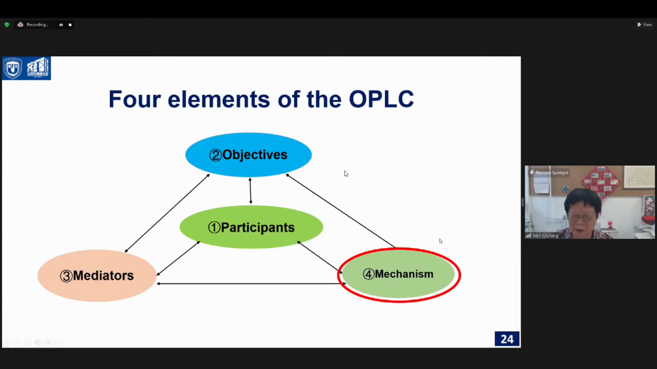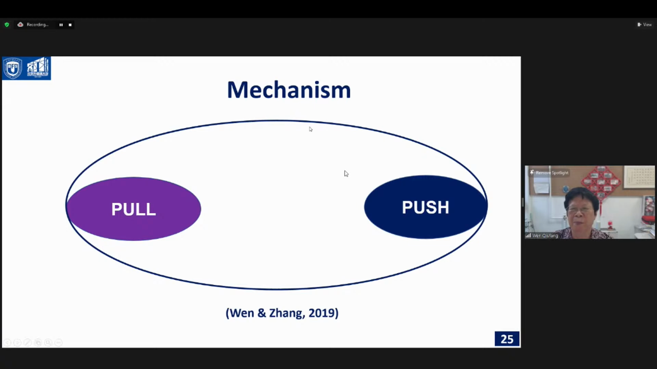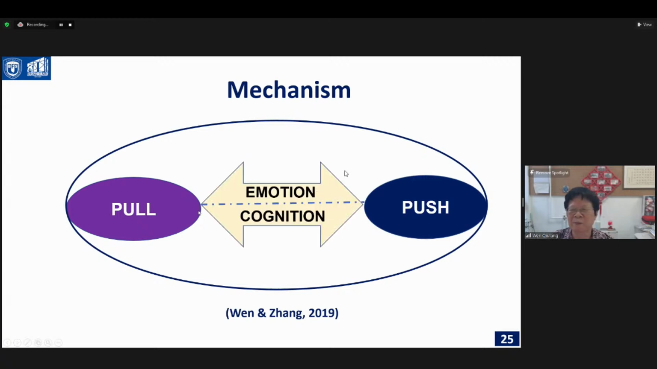Okay, then for mechanism, in simple terms, we may say this is a pull and push mechanism. And you see the pull is before push. Pull means encouragement, praise, help, and the push means we exert some pressure on them, and give them deadlines. And the mechanism is working at two levels, emotion and cognition. And also this kind of mechanism is working for both facilitators and teachers.